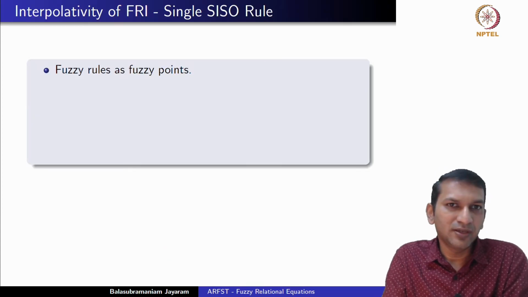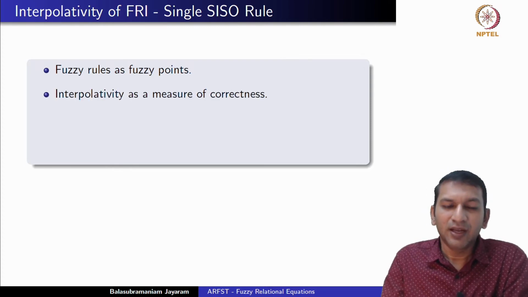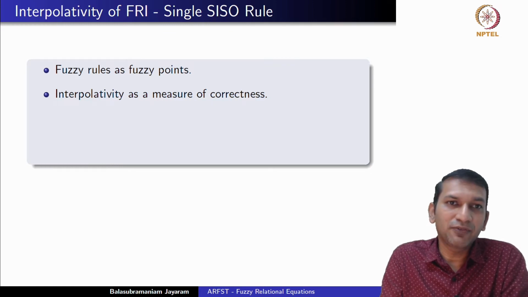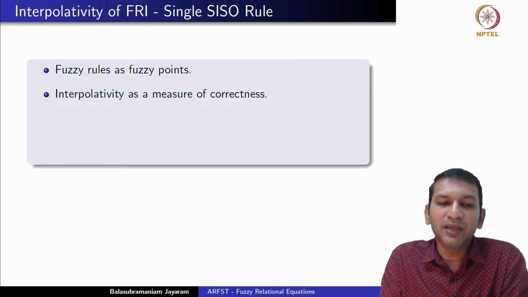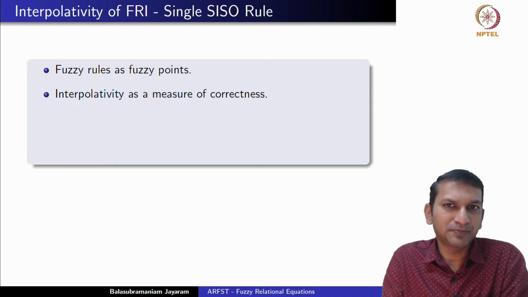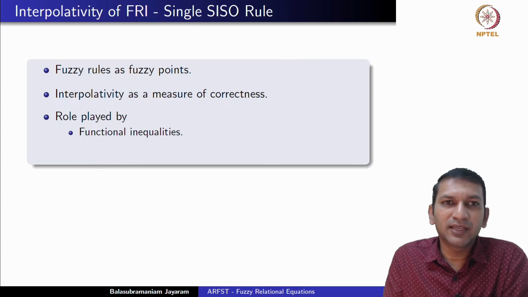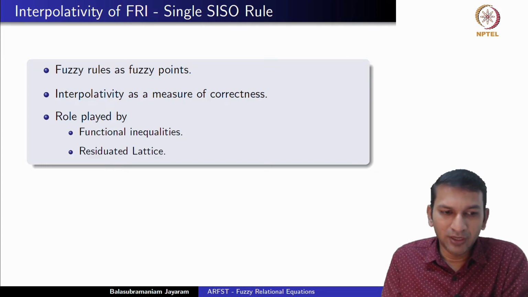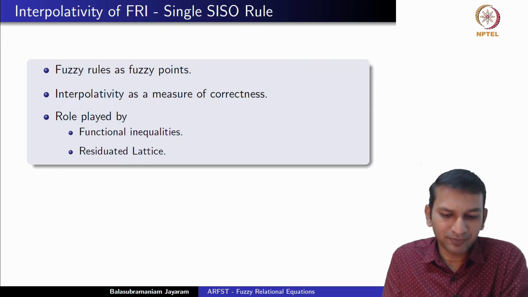In the last two lectures, we have looked at fuzzy rules as fuzzy points, and hence the interpolativity of the obtained function as a mapping from the spaces of fuzzy sets on X to fuzzy sets on Y appeared to be a good measure of correctness. While exploring interpolativity in the case of a single CISO rule, we have seen that a couple of functional inequalities play a role, and also the algebraic structure of residuated lattice comes into the picture.